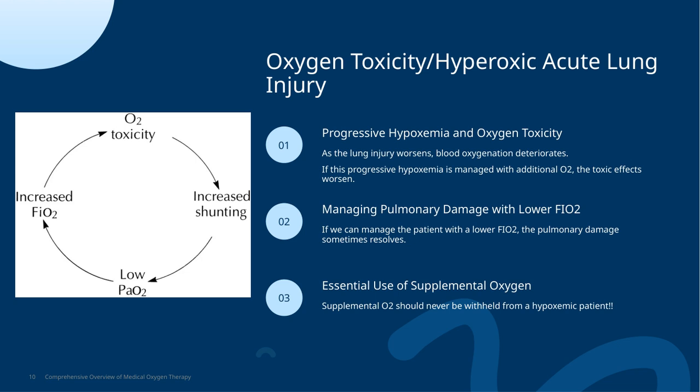Now, as lung injury worsens, blood oxygenation tends to decline, leading to progressive hypoxemia. The tricky part is that if we try to compensate for this hypoxemia by increasing oxygen, we may inadvertently worsen oxygen toxicity. So, it's a delicate balance, providing enough oxygen to keep tissues alive, but not so much that we cause further lung damage. This overall theme reminds us that managing oxygen therapy requires vigilance and precision to prevent additional injury, especially in patients with existing lung damage.